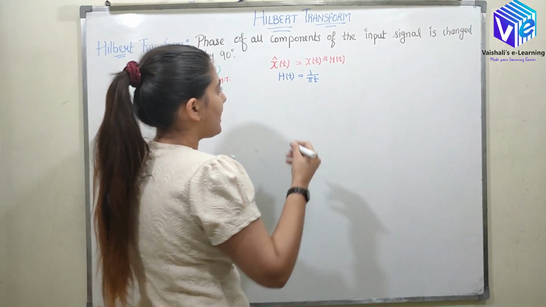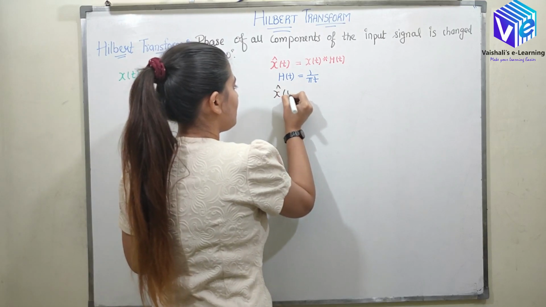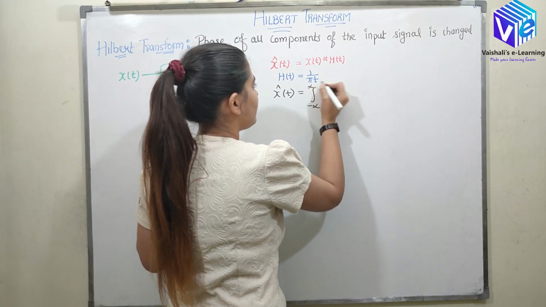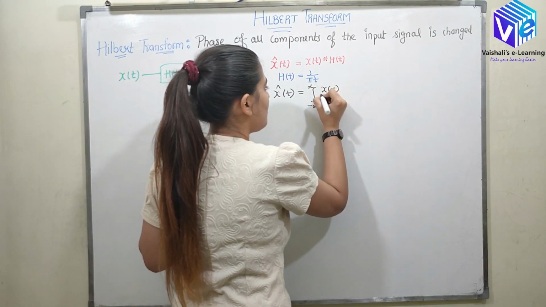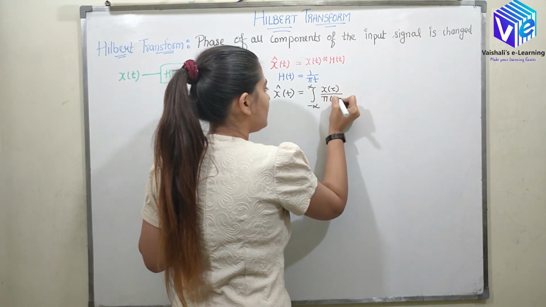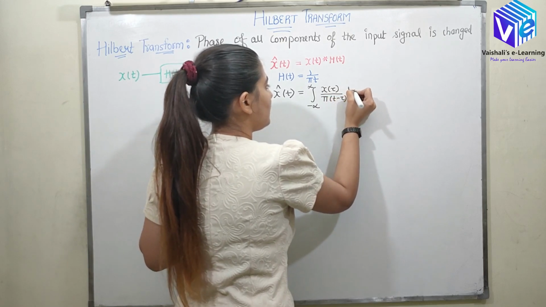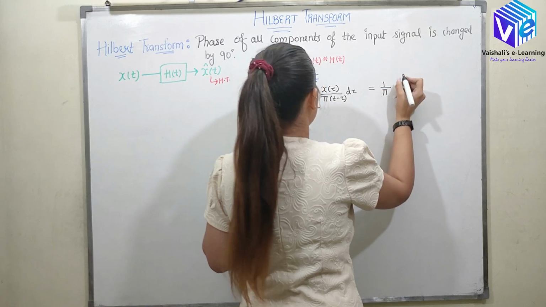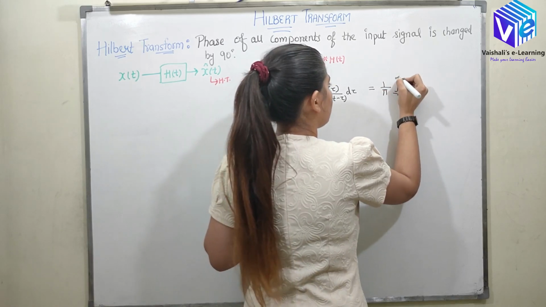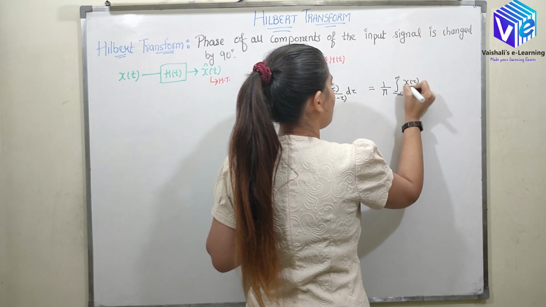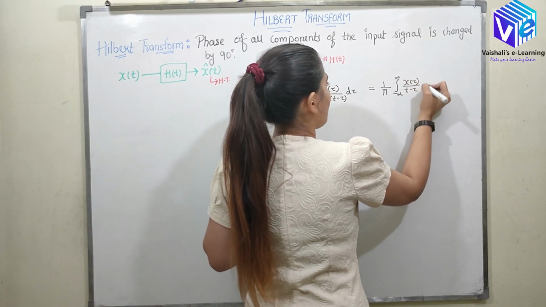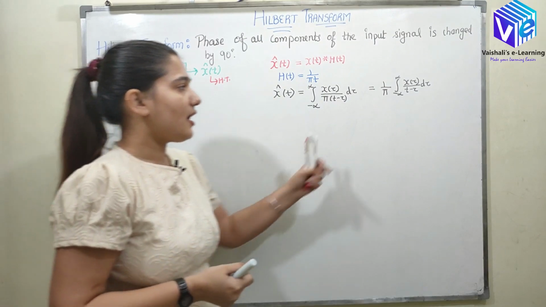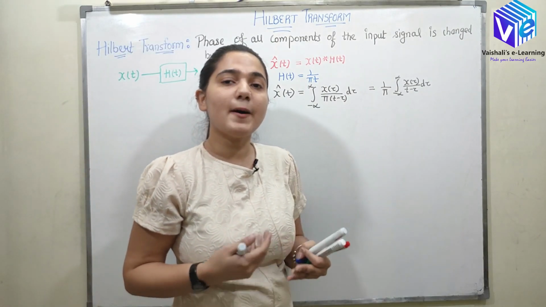Now I know the formula to find the convolution. x cap t is equal to the integral from minus infinity to infinity of x of tau upon pi times (t minus tau) d tau, or I can take pi outside, the integral from minus infinity to infinity of x of tau over (t minus tau) d tau. Now finding the convolution is a bit complex.